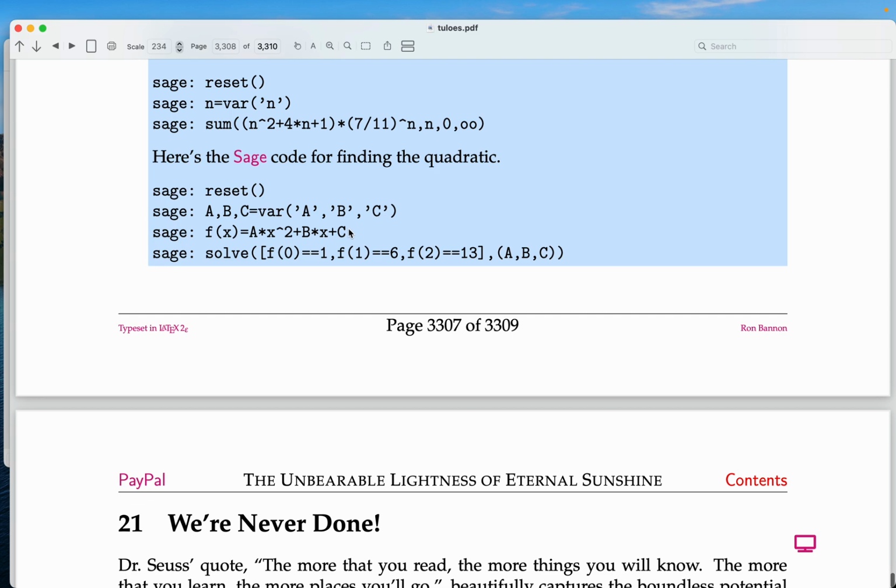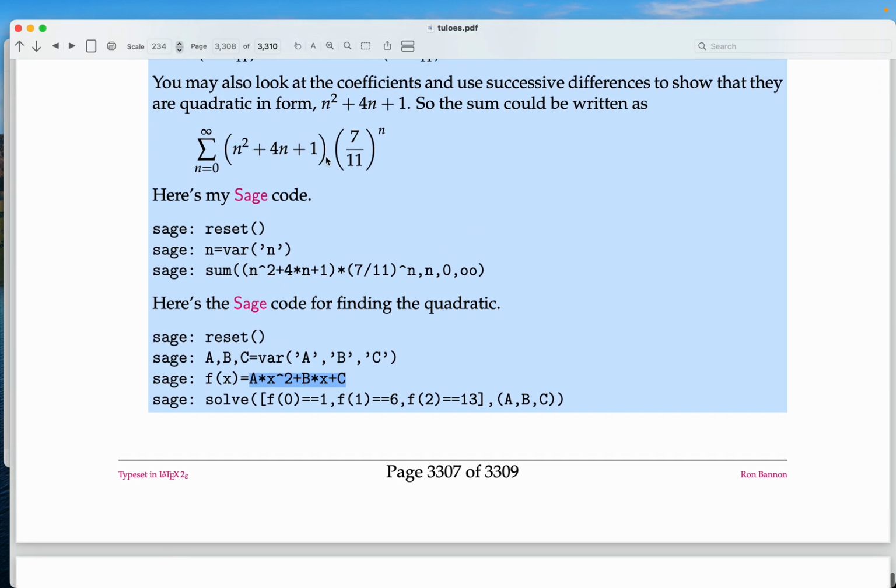And over here, I'm going to tell you what the quadratic is. I realize you're using n, but I'm using x. It looks like ax squared plus bx plus c, where a, b, and c are the coefficients that need to be determined. Now, granted, you can do it by hand, and the coefficients will turn out to be 1, 4, and 1.